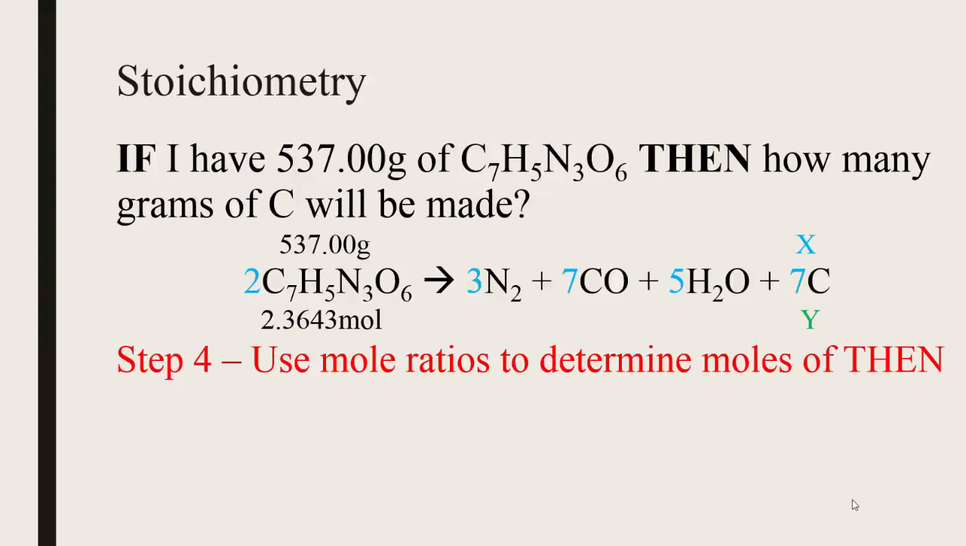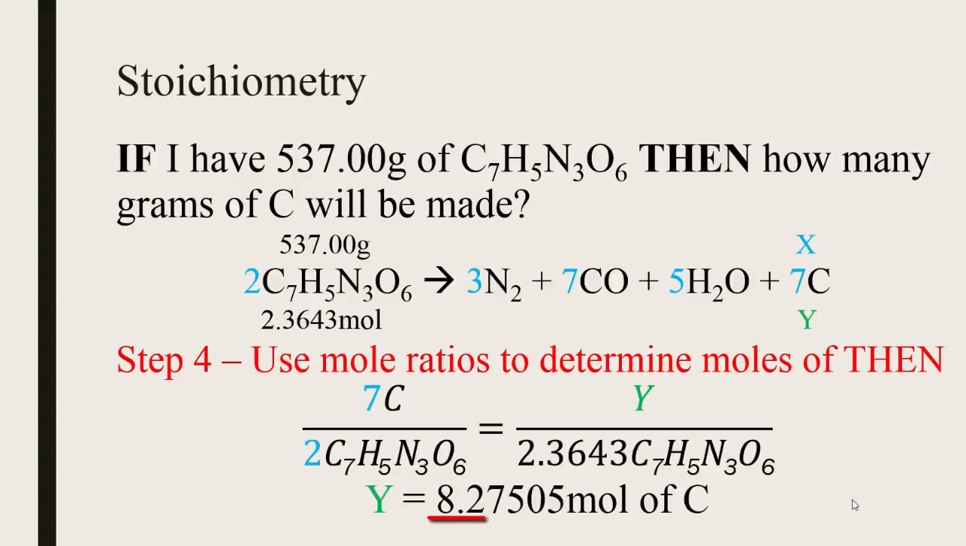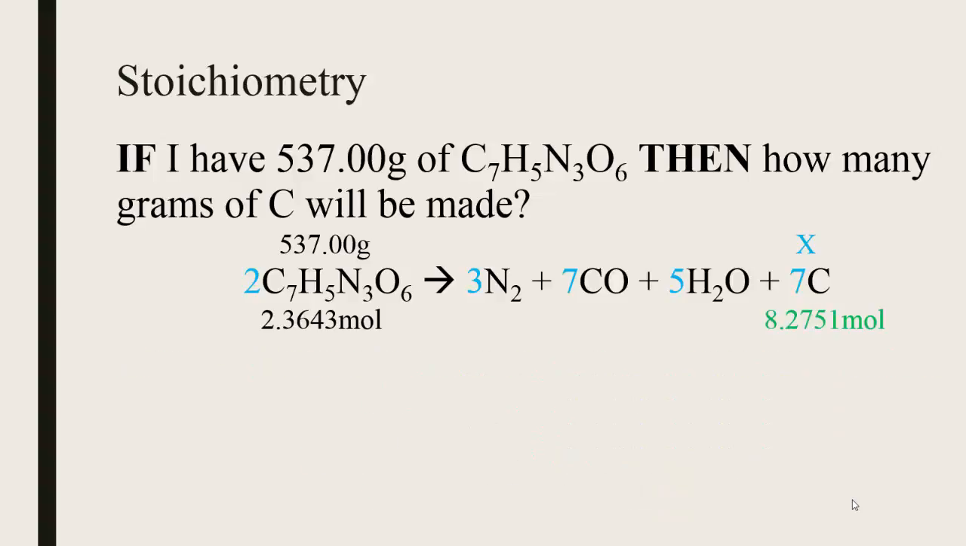So now we're going to go to step 4. I'm going to use mole ratios to determine the moles of the then compound, which happens to be carbon, represented by the green Y. Set up my ratios. I get Y equal to this after I've cross-multiplied and divided. And so I can write with correct sig figs that I've got 8.2751 moles of carbon.